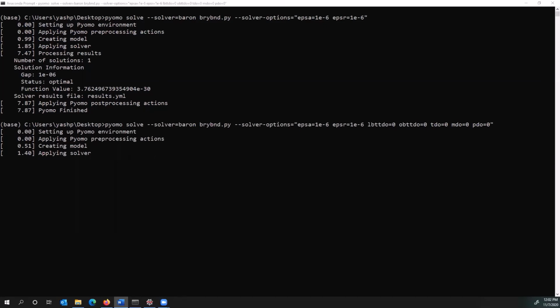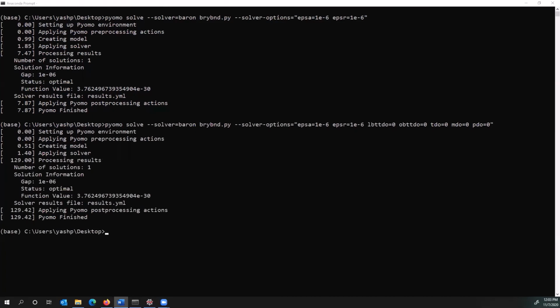By setting the LBTTDo, OBTTDo, TDo, MDo, and PDo options to 0 in BARON, I have turned off all the range reduction techniques in BARON. BARON is still able to find the globally optimal solution, but takes considerably longer for the process, about a couple of minutes. This demonstrates the importance of range reduction techniques for global optimization in general and BARON in particular.